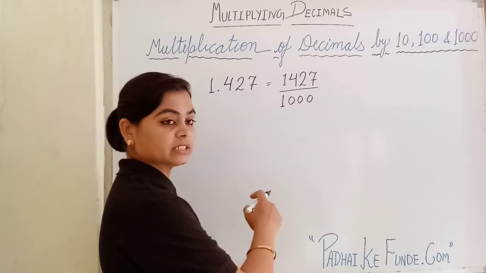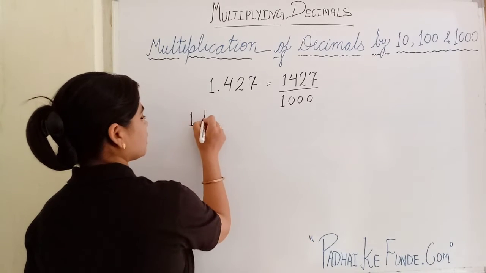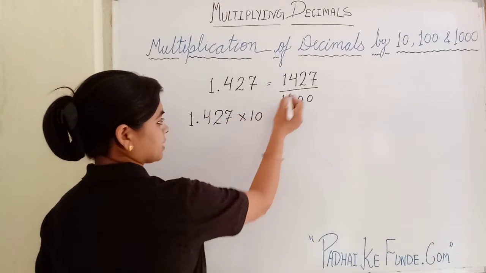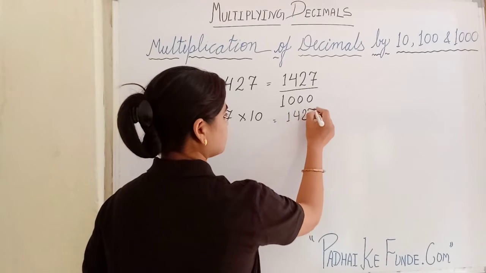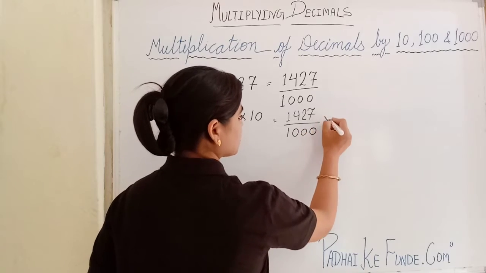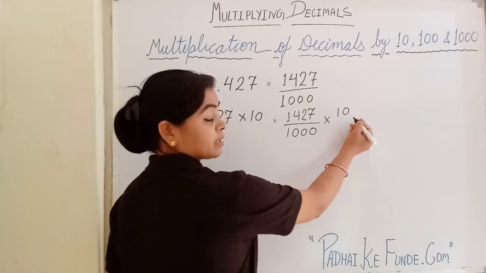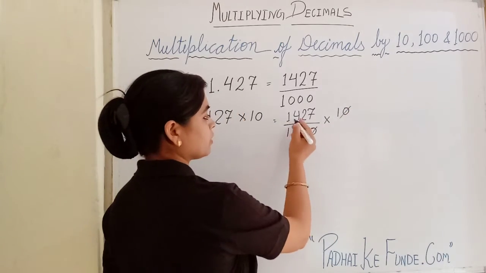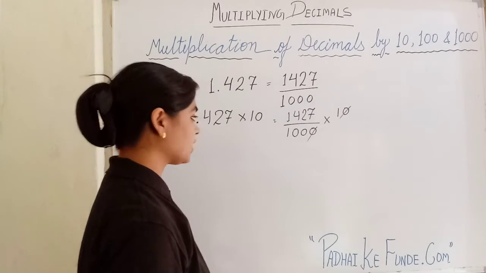Now if I multiply it with 10, that means if I want to multiply 1.427 by 10, that means this is the fraction form of this decimal, and then to this we are going to multiply with 10. Then here this 10 will be cancelled with the 1 0 here, and we have 1427 upon 100.